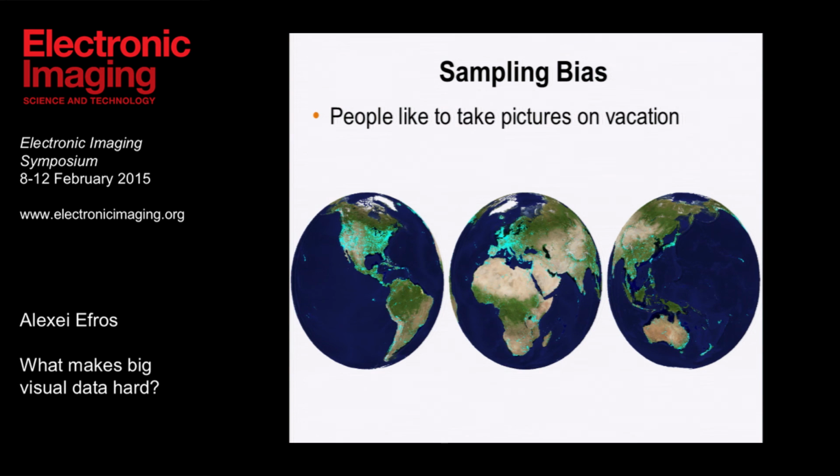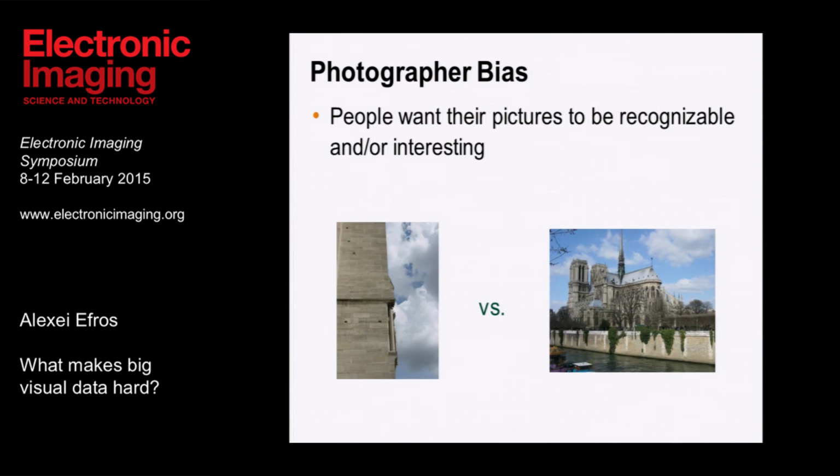There is sampling bias. Where do people take pictures? Well, usually on vacations. Notice how many pictures there are in Europe, and somehow not that many in Siberia. Somehow nobody really wants to take pictures in Siberia, right? Then there is photographer bias. You want to take a picture of Paris, why do you do it? You do it so you can go back home to Nebraska and show it to your folks, right? So these are both pictures of Notre Dame, and the left one, okay, I took it, and I think it's kind of nice and artistic, but it doesn't tell your folks that you've been to Notre Dame, right? Whereas the other one does.